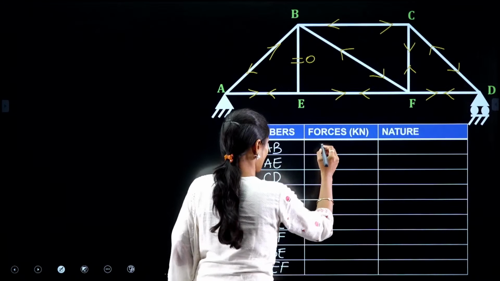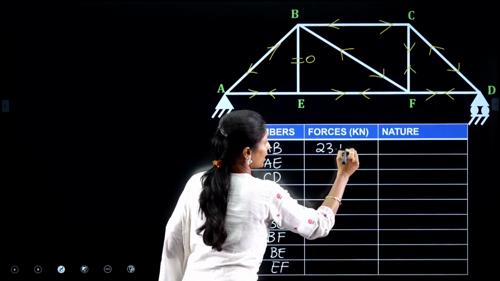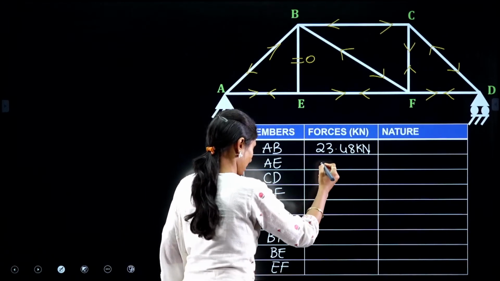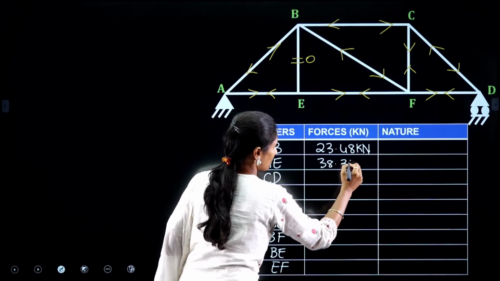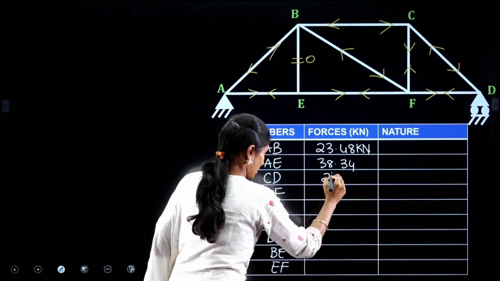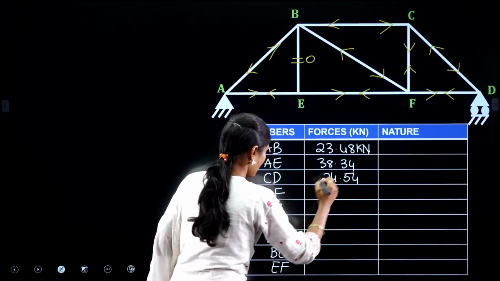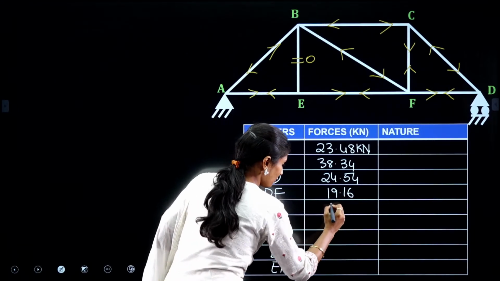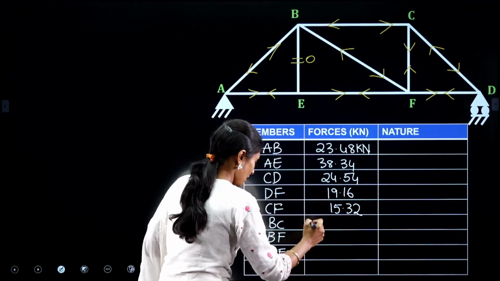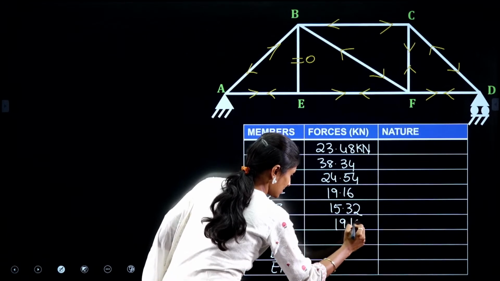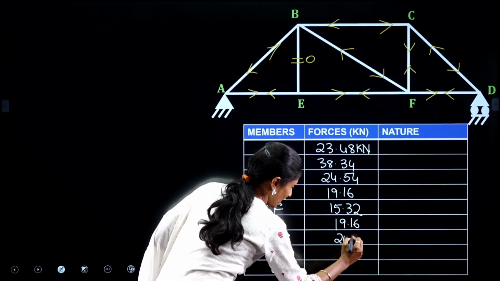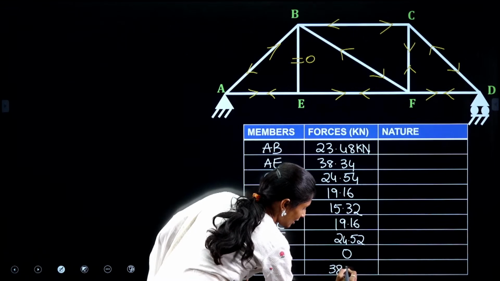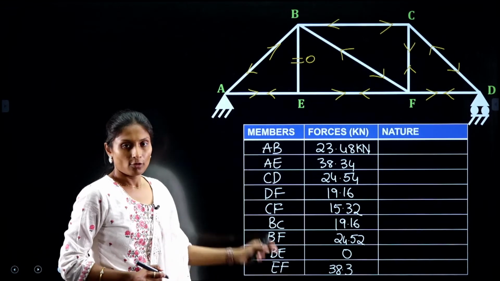So the force in member AB is 23.48 kilonewtons. No need to write if you write there in kilonewtons. Then AE is 38.34. CD is 24.54. DF is 19.16. CF is 15.32. BC is 19.16. BF is 24.52. EB is 0 and EF is 38.3. These are the forces we got.